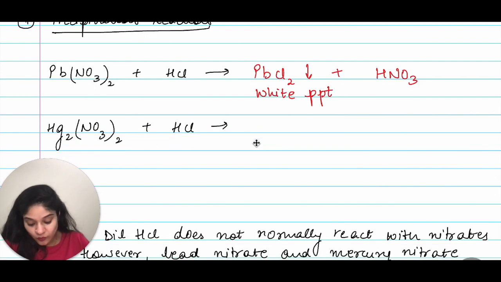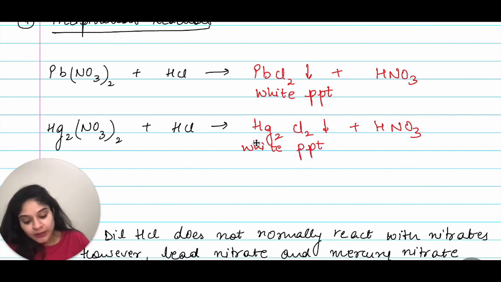Similarly, when we move on to mercury, so mercury nitrate with HCl will give you Hg2Cl2, that is mercury chloride plus HNO3. This is also a white PPT.